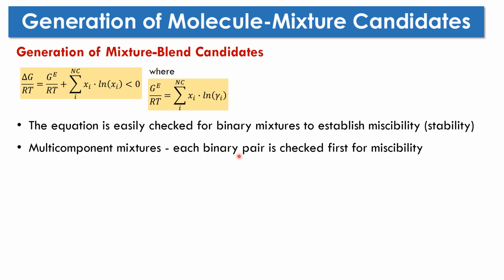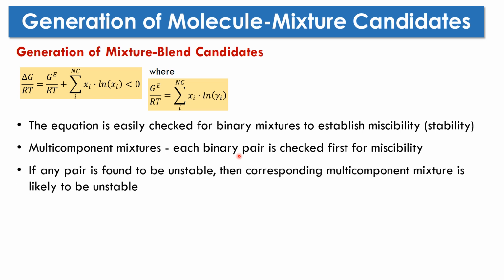For example, let's say you have a ternary mixture of A, B, and C. What you need to do first is check the stability between A and B, A and C, and also B and C. You need to check the stability of each binary mixture first, and only then check the ternary. If any of the pairs is found to be unstable, then most probably the corresponding multi-component mixture is also unstable. That is an indicator.